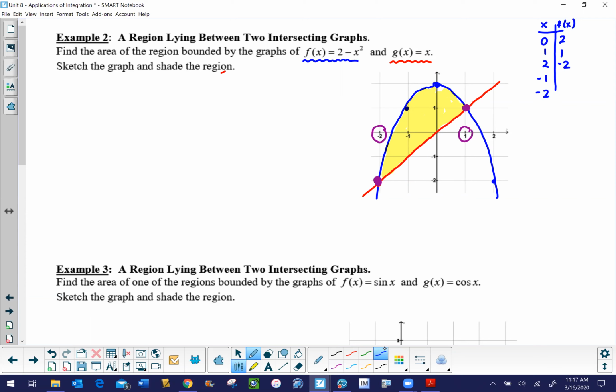In the event that you did not want to graph this, and I'm not saying that you have to graph to be able to find these areas, I've had many students in the past that would rather not graph it and have a pretty good understanding of which function lies on top, just based on their intuitive understanding of what an upside down parabola and a line like y equals x might look like.